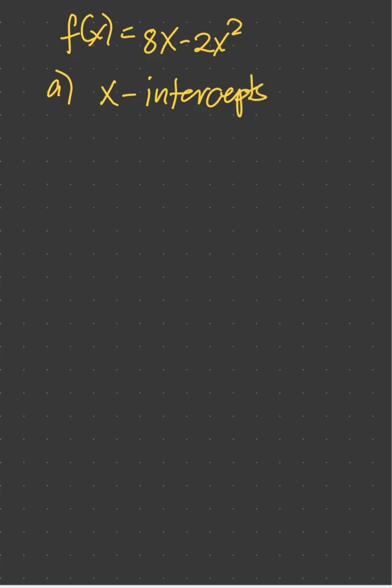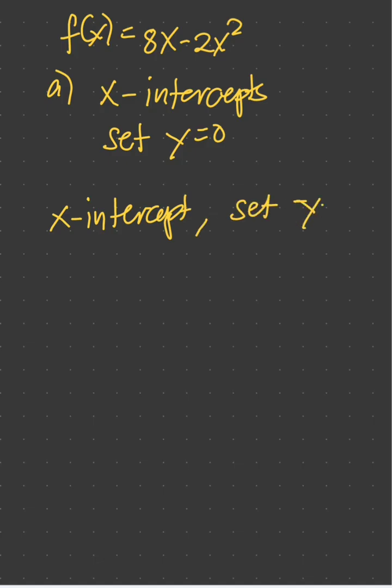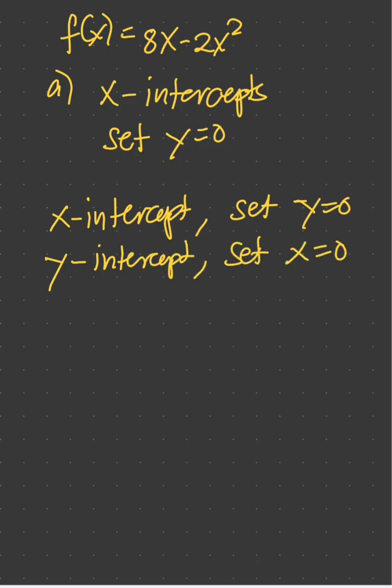Okay, to find the x-intercept, we set y equals 0. This is what you should remember: to find the x-intercept, set y equals 0. To find the y-intercept, set x equals 0. Alright?